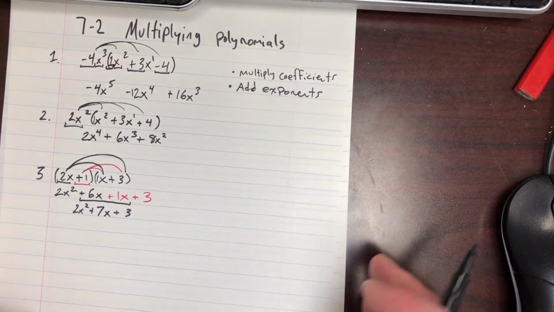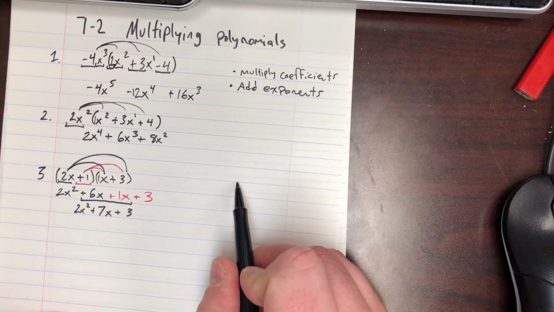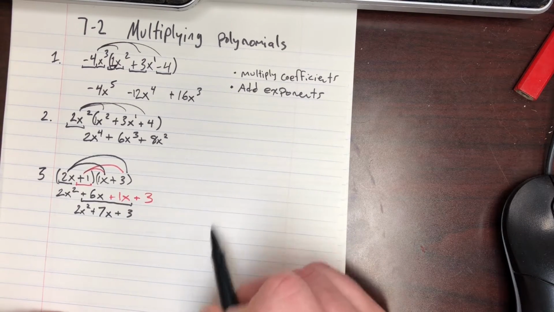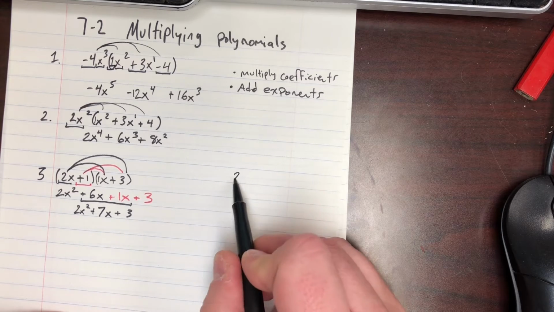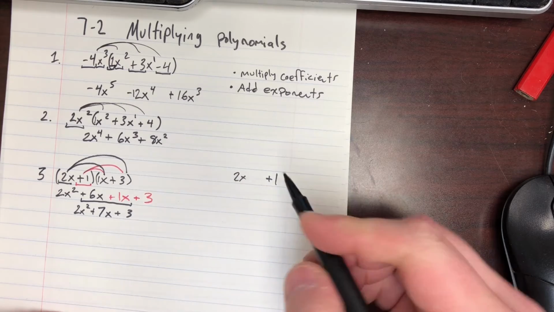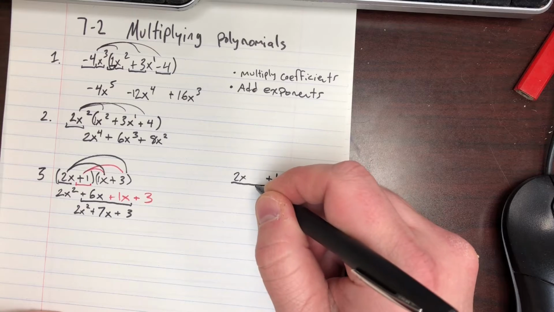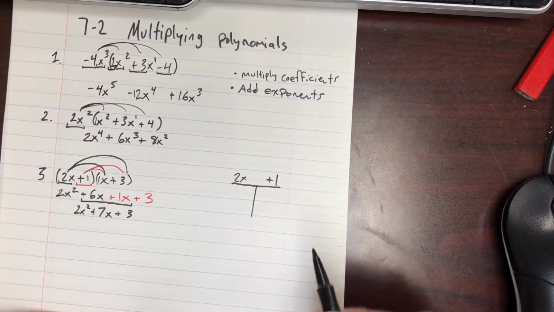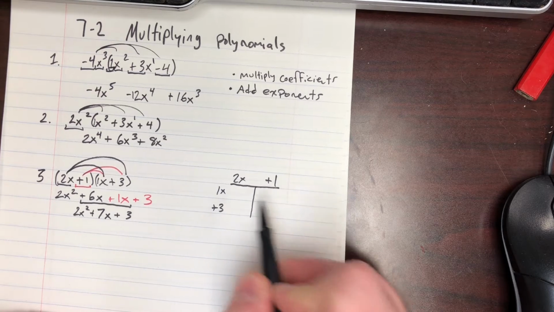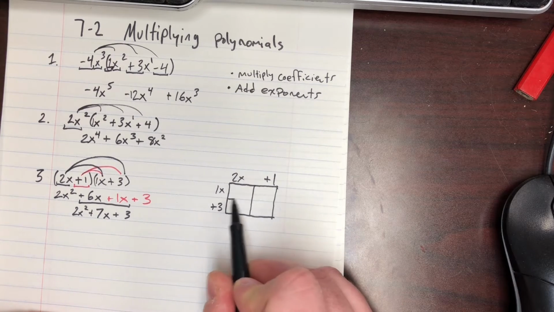Here's another way. I call this way the box way. I did not make this up. Our book actually teaches this. And the box way looks like this. So you take your 2x plus 1, and you can either write it along the side of your box or along the top of your box. I'm going to write it on the top of the box. And so I have 2x and I have plus 1. And this is the top of my box. And I'm going to draw a line down. And then on the side of my box, I'm going to write my 1x and my plus 3. And so now we've made this box.